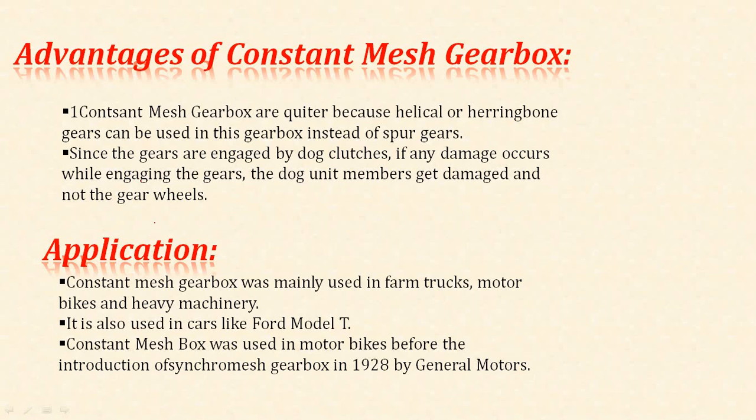Application: the constant mesh gearbox was mainly used in farm trucks, motor bikes and heavy machinery. It is also used in cars like the Ford model. The constant mesh gearbox was also used in motorbikes before the introduction of the synchromesh gearbox in 1922 in General Motors.